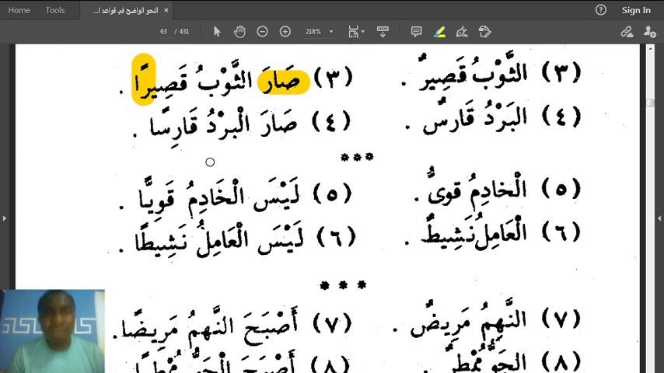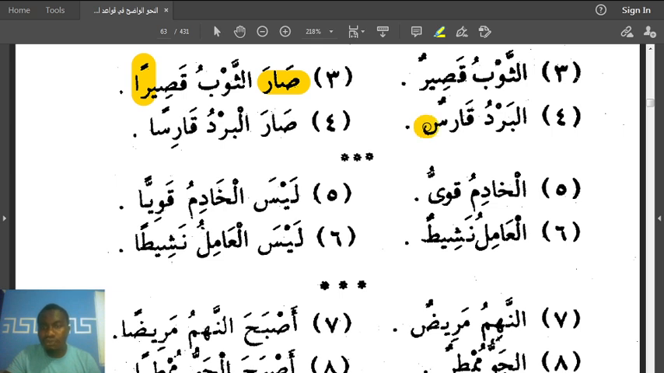Okay, now let's come back to swara. Swara means to become, to change into. All these will be explained in the book, but I want to give you my own explanation. If it differs, whichever you find very cool, then it works with you. Okay, so we have swara athawbu qasiran. The dress has become short. Here you can see the fathatain.